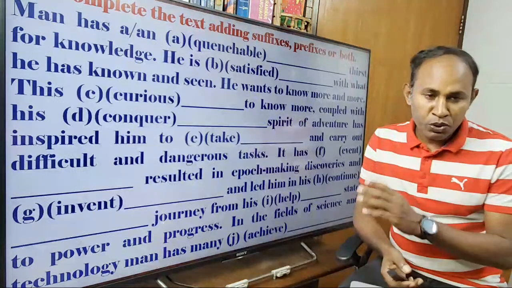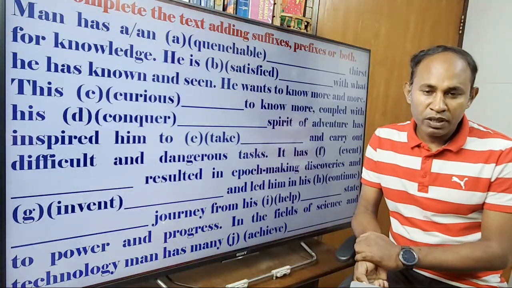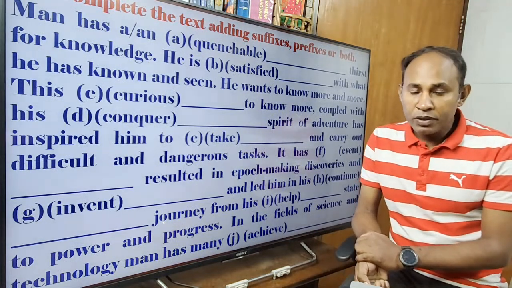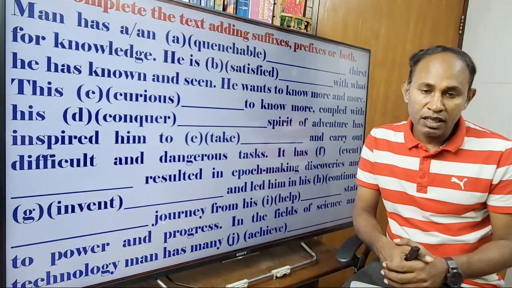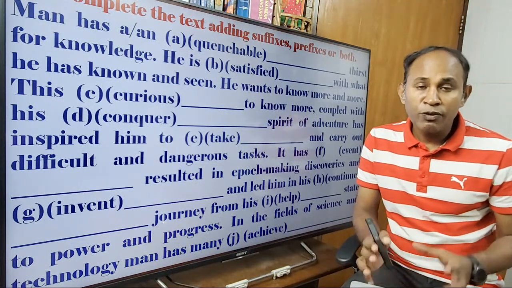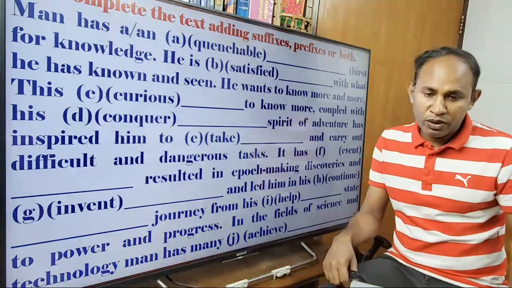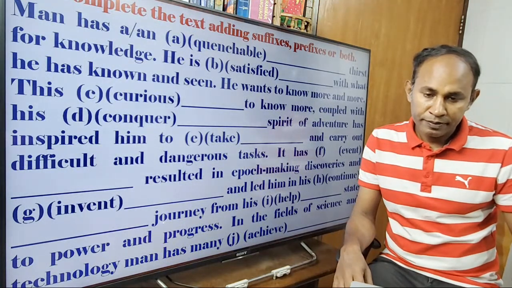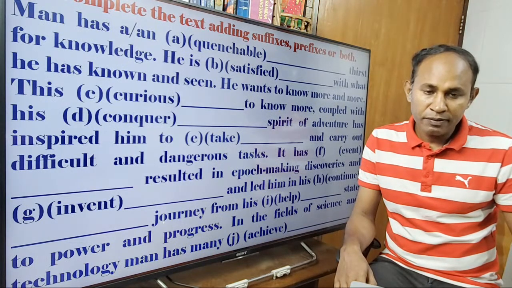You can begin with the option. It's A or AN. So you can be careful whenever you are writing the word. Be careful about the articles that are used before the word that you are forming, okay? You have to be careful about the article. Yes, unquenchable. That's good. That's the right answer.